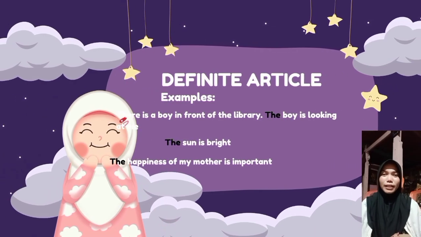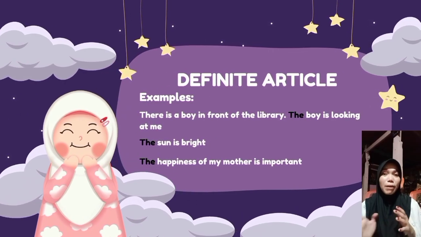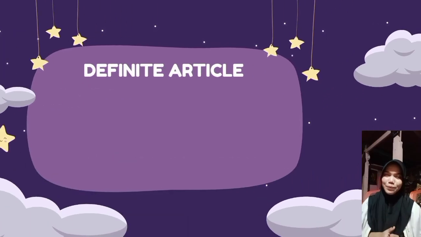And the third example is the happiness of my mother is important. Let's see that the word happiness is already clear because it refers to the mother. While if the sentence is like this, happiness is important, we cannot use the before happiness because it hasn't been made clear what happiness it is and for whom.